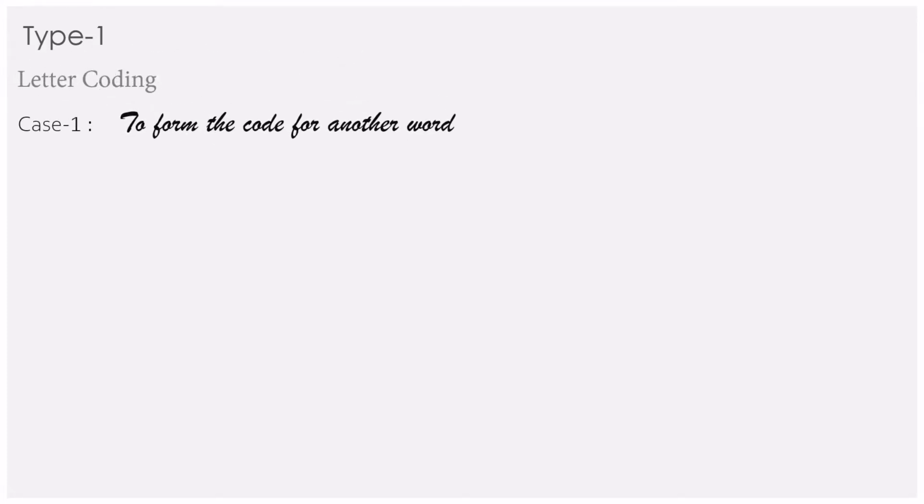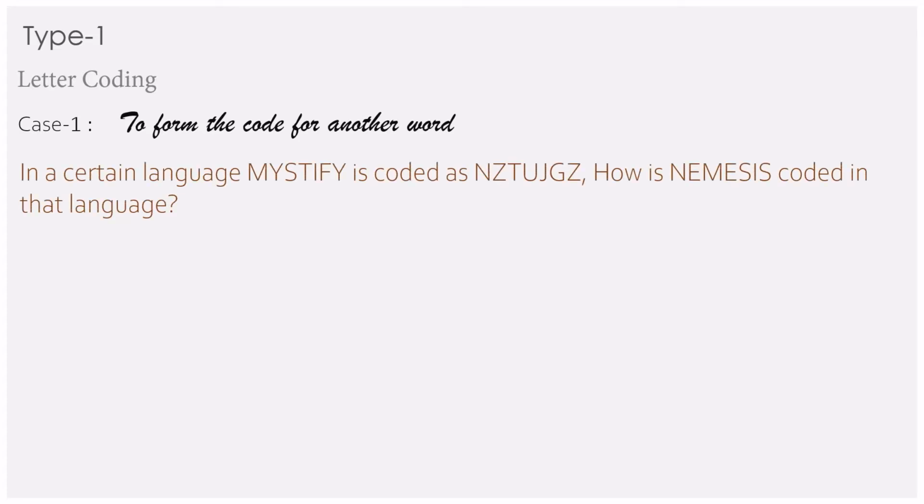So this is type 1 in coding and decoding, that is letter coding. We have a case here, to form the code for another word. You'll be given an example, so let's see that example. In a certain language, Mystify is coded as NZTUJGZ. And how is Nemesis coded in that language? This is some kind of technical stuff over here. You may think like that, but this is very simple.